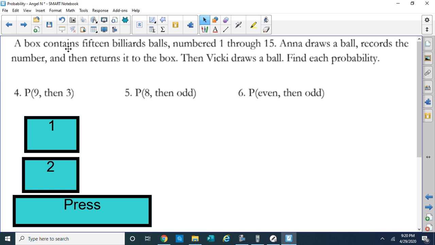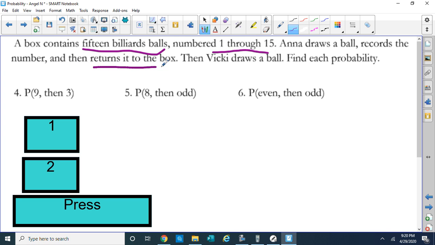All right, here we got a box that contains 15 billiard balls. So let me underline the 15 so I know how many billiard balls they're talking about. Numbered 1 to 15. So there are 15 of them. Anna draws a ball, records the number. So she's going to write down the number, then return it to the box. That's important that she's returning it to the box because we want to have the same amount in the box, so that way we don't have to worry about subtracting any. So there'll still be 15 billiard balls in the box because she took out one, wrote it down, and then put it back in the box.